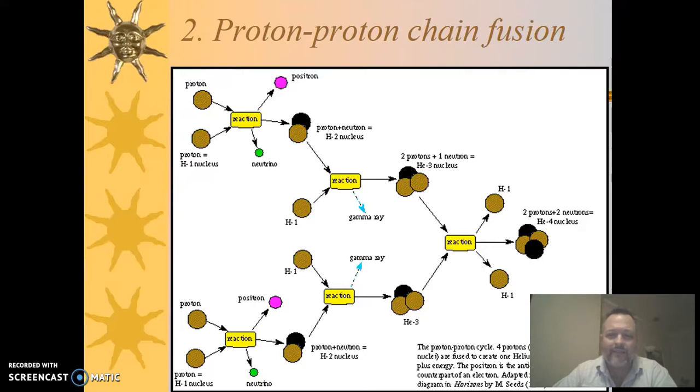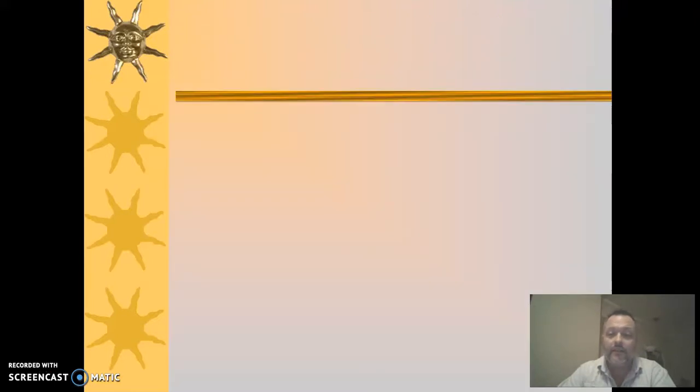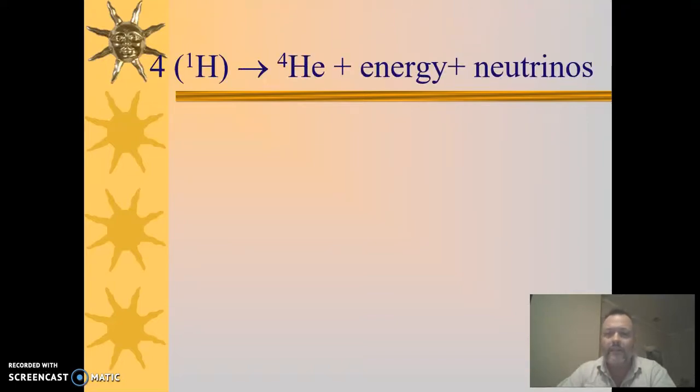But along the way, lots of interesting stuff happens. You notice you have energy given off in the form of gamma rays. That's your energy being released. And something else important, you have something called neutrinos given off. I don't want to get into the detail of the whole reaction, but that's the basic reaction that takes place in our sun and in lots and lots of stars. There are more advanced forms of fusion that occur in more massive stars, but this is the bottom line. You start with 4 protons, you end up with a helium nucleus plus energy plus neutrinos.